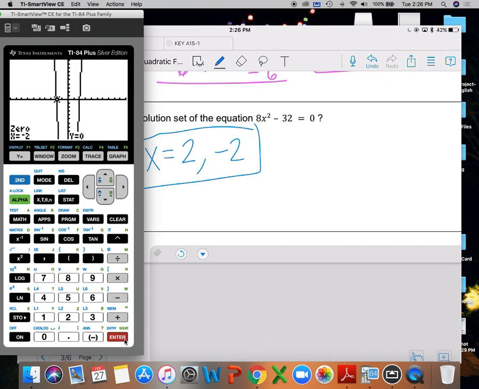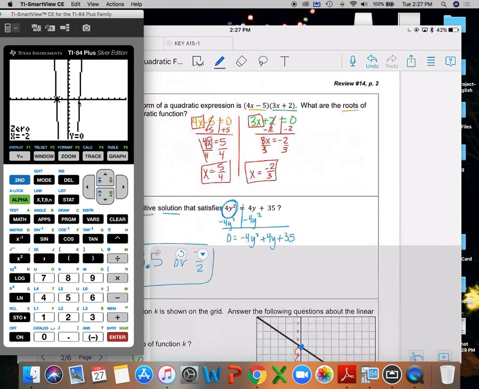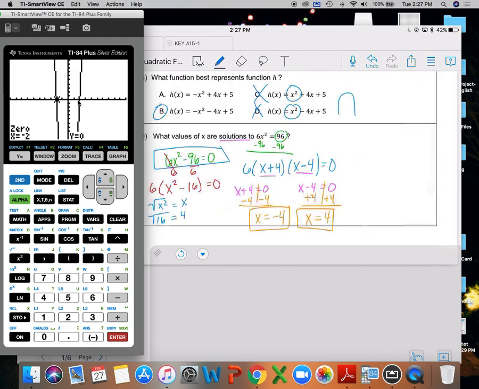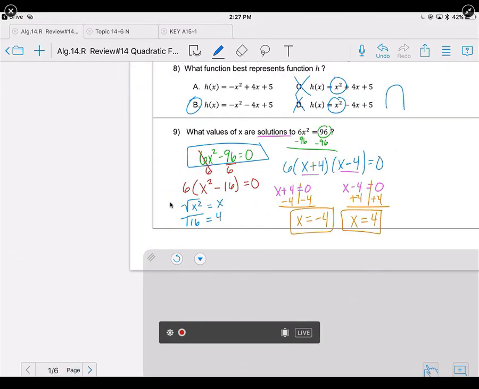Now, you can try to guesstimate these, but I will tell you I've seen problems where it looks like it's at 2 and it's really at 2.122, so you do have to be careful on guessing. You might as well learn those steps. Now, this is just a quick thing over here. On problem 9 from the beginning, we did this one by factoring, but once you have an equal 0, you could have gone to the calculator on that as well.